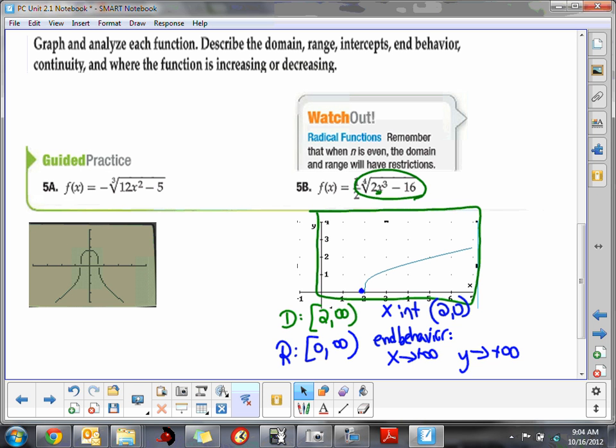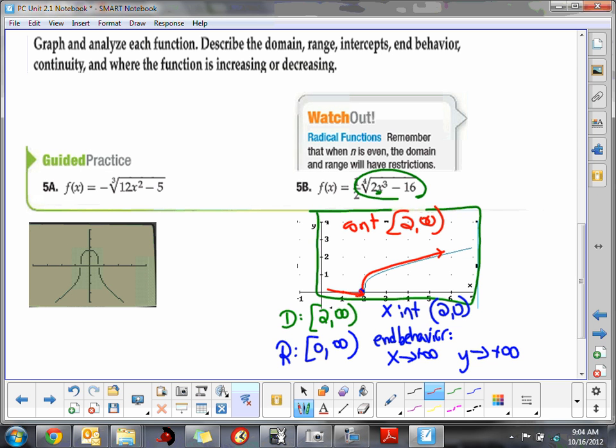And continuity, it is continuous over the entire interval from, and again using the correct bracket because we can include 2, from 2 to infinity. And we have to do increasing or decreasing, and this is pretty easy to see as we go from left to right for the x's. This is continuously increasing throughout the entire graph. So it's increasing on the same interval from 2 to infinity.